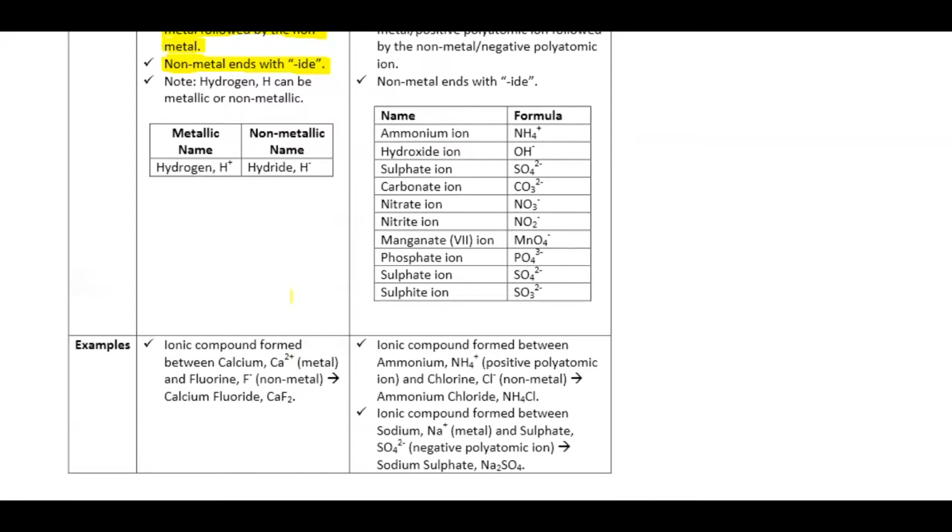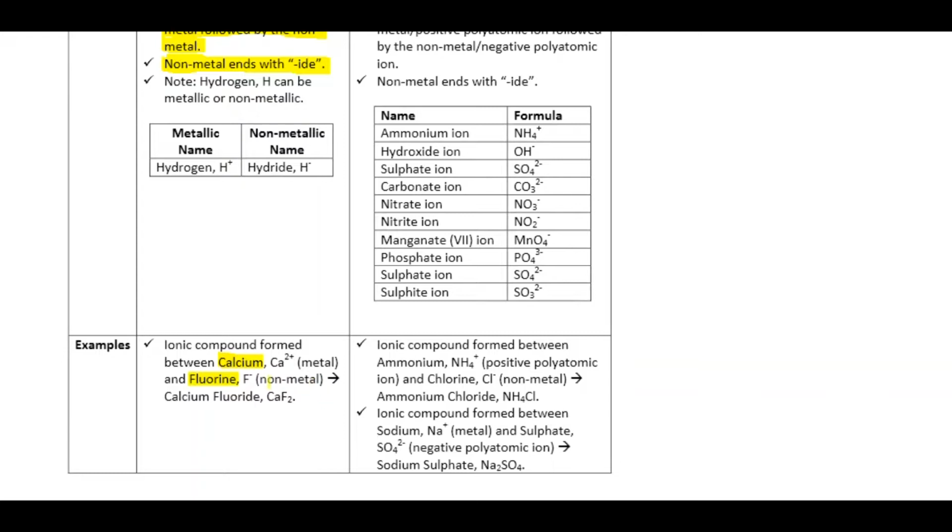Here I'll just provide an example. You have the ionic compound called calcium fluoride. The chemical formula is CaF2, whereby Ca is calcium and F is fluorine. When they chemically join together, they form an ionic compound called calcium fluoride, consisting of calcium, which is Ca2+, the metal, and fluorine, which is F-, the non-metal.